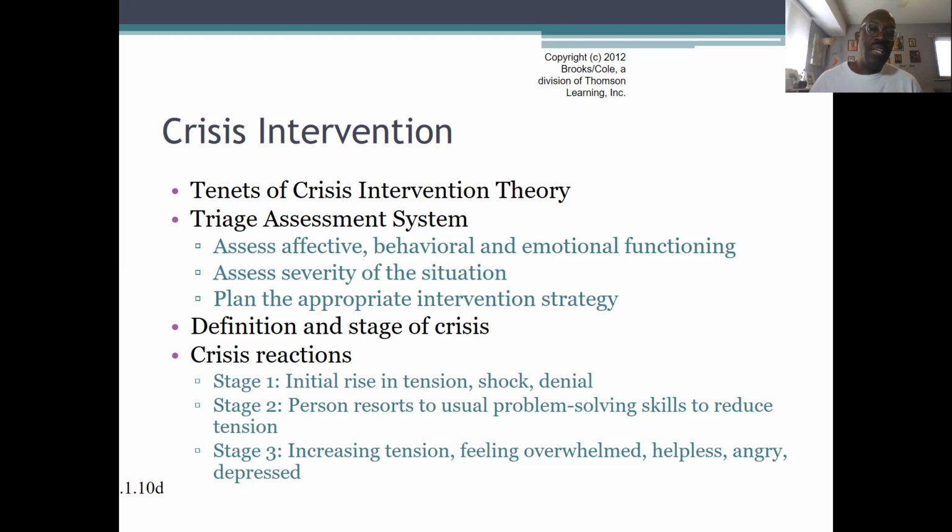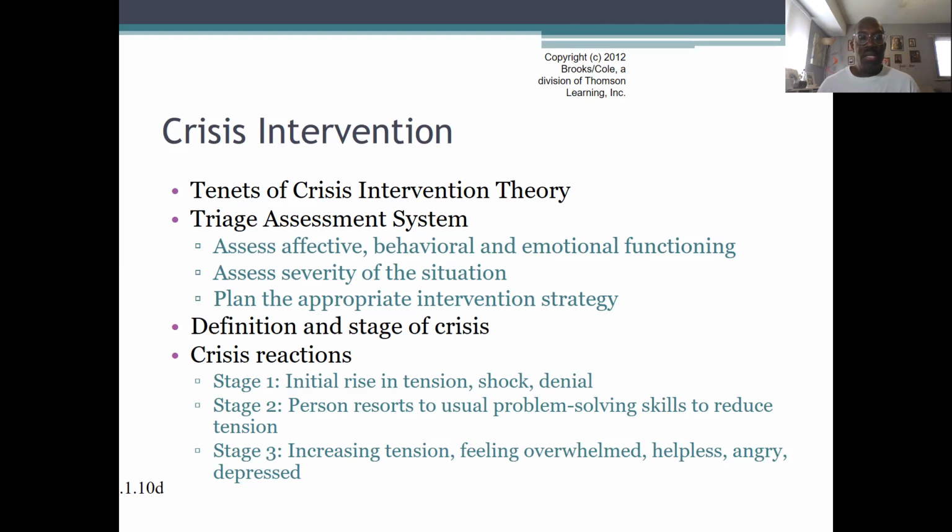It's based on kind of a triage system. In other words, we're looking at assessing affective, behavioral, and emotional functioning. We're assessing the severity of the situation that the client might be experiencing, and we're planning an appropriate strategy for that person.